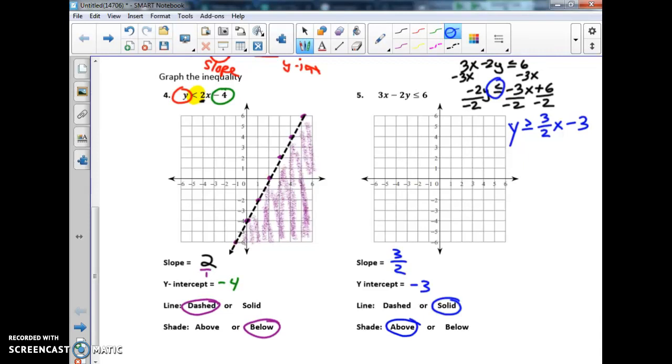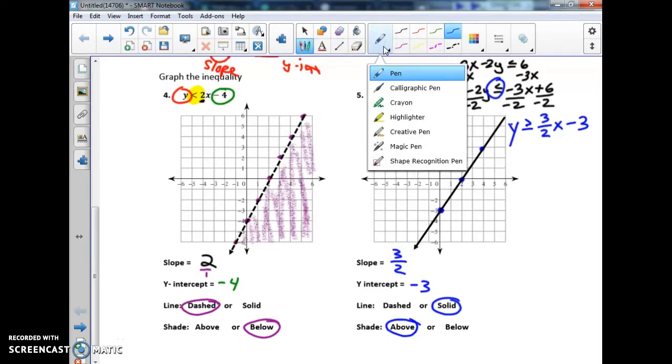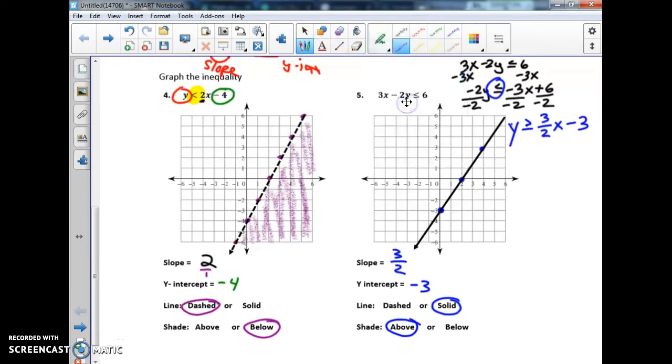So when I put this on my graph, I go down to negative 3 on the y-axis. I'm going to rise 3, run 2. I'm going to connect those in a solid line. And then I'm going to shade above. It doesn't matter what the sign I started with, it's what I end up finishing with when I solve for y as to how I shade. So greater than, I want to shade above.